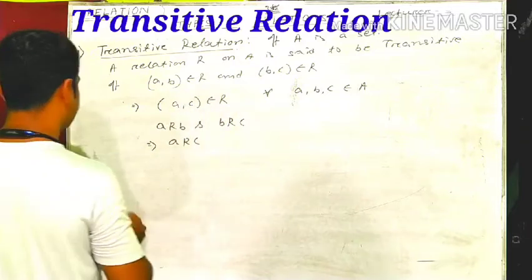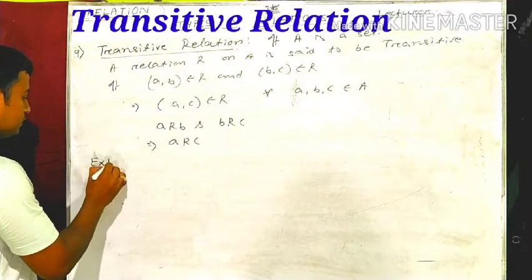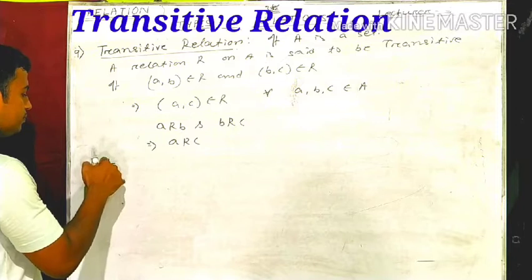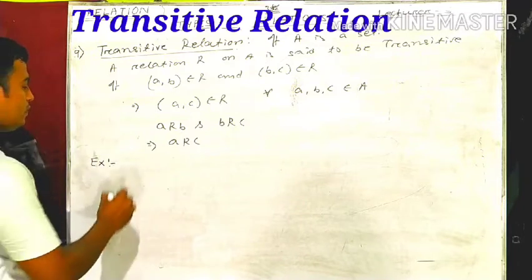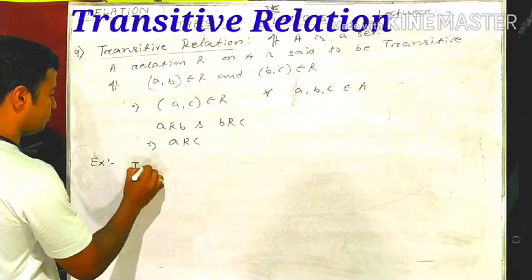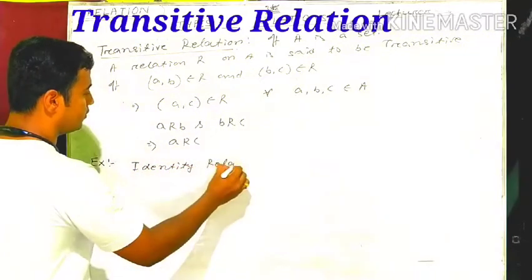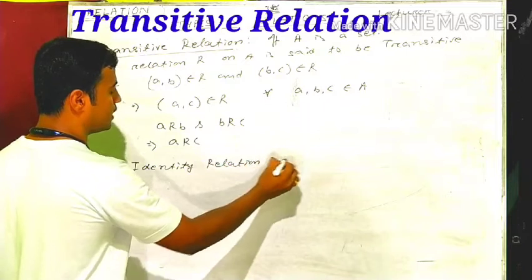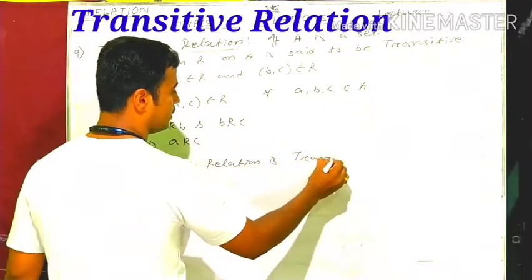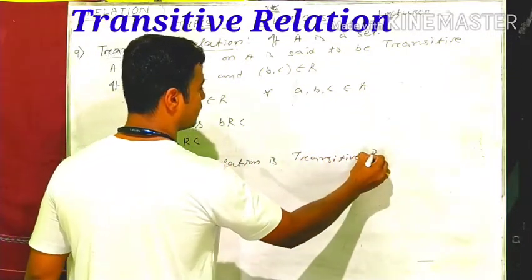So the example: first, the identity relation is a transitive relation.